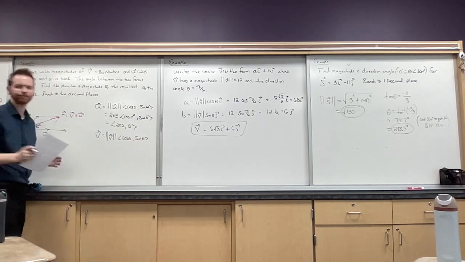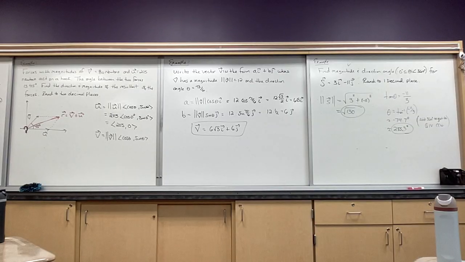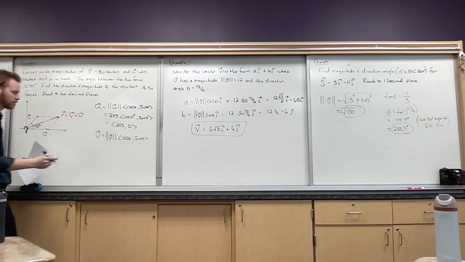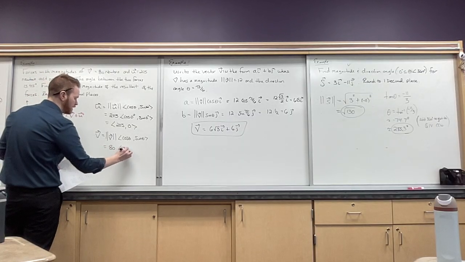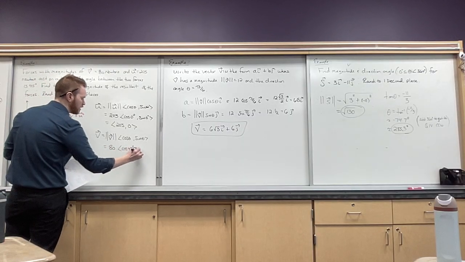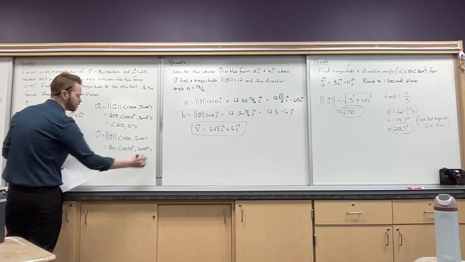Same setup. Now we know what V is, the magnitude of it. It's going to be 80 newtons, so we're going to have 80 here. And then the angle to get to there is 45 degrees.